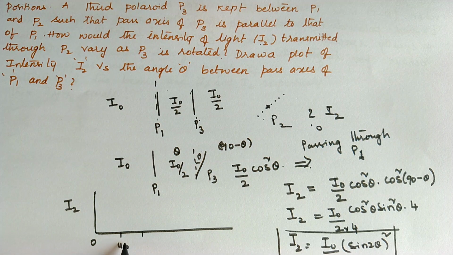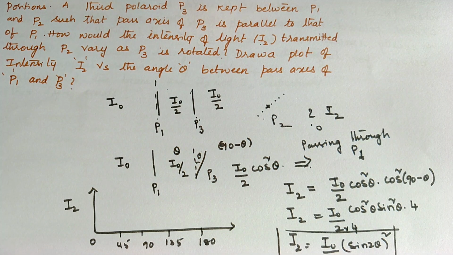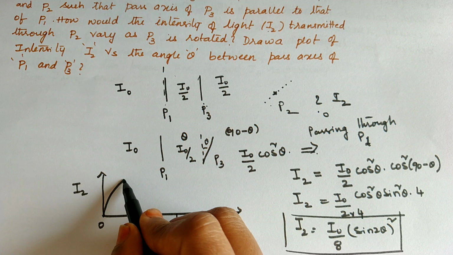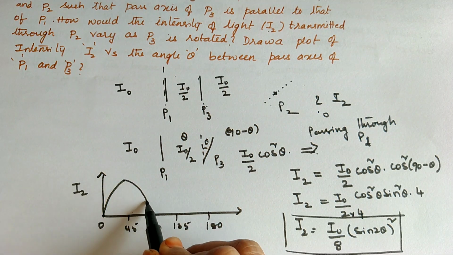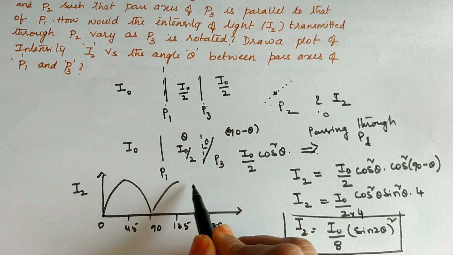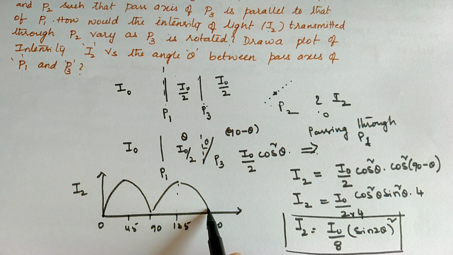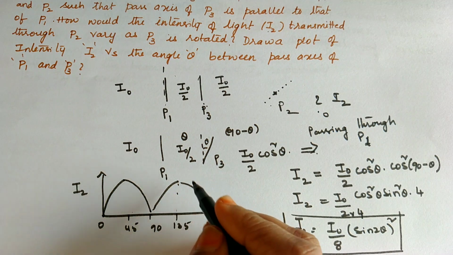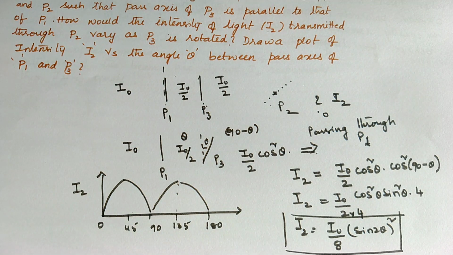Okay, 45, 90, 135, 180 and so on. Since it is varying according to the value of sin 2 theta and you have a square, no negative value is permitted. What should be the nature of the graph? When theta is 0, it starts from 0, becomes maximum at 45 degrees, again becomes 0 at 90, increases to maximum at 135, becomes 0, and this is going to repeat. So this is how intensity is varying with theta.